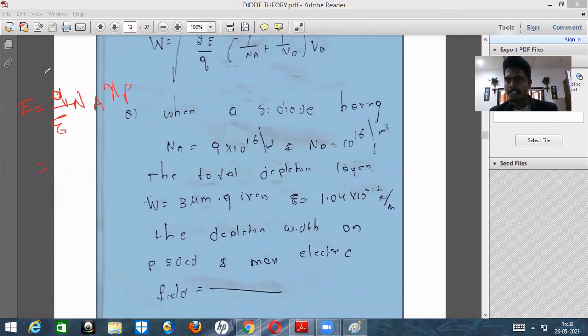Q is nothing but 1.6 into 10 power minus 19 and epsilon is 1.04 into 10 power minus 12, and Na is the acceptor concentration, which is given as 9 into 10 power 16, and Xp we have already found. So automatically if you substitute everything, you will get the maximum electric field intensity.